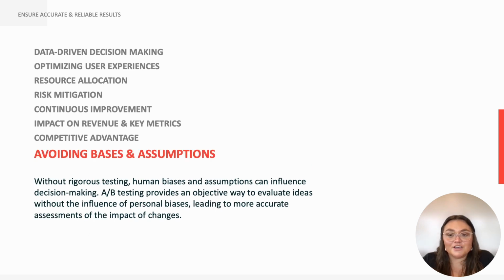Without rigorous testing, human biases and assumptions can influence decision-making. A/B testing provides an objective way to evaluate ideas without the influence of personal bias, leading to more accurate assessment and analysis of the impact of those changes.